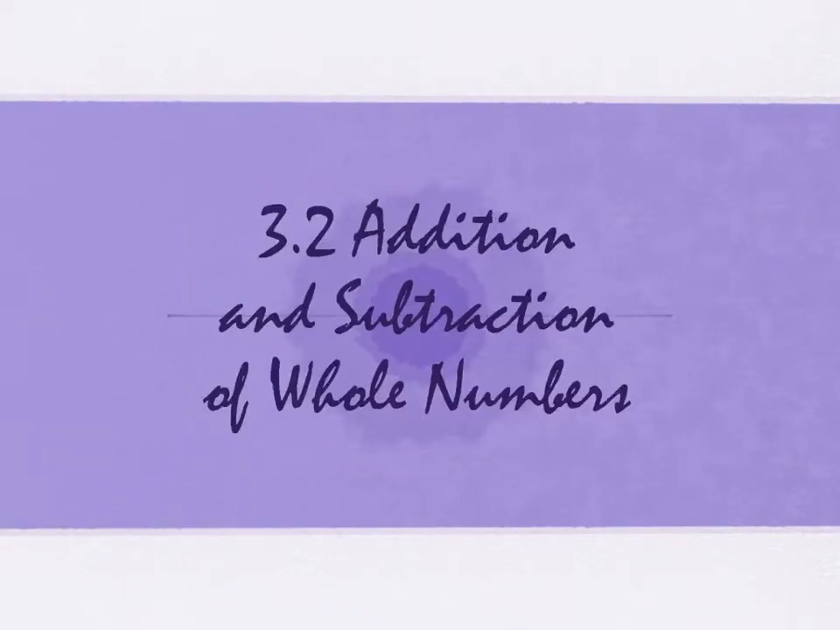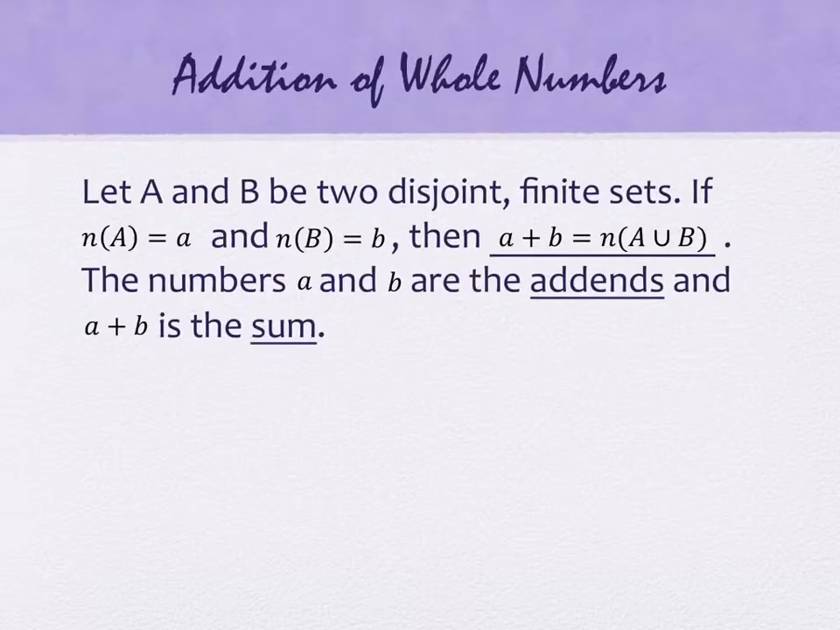Section 3.2 is addition and subtraction of whole numbers. To start with, just looking at a definition, we're going to let A and B be two disjoint finite sets. If the number of items in set A is a and the number of items in set B is b, then adding a and b together is the same thing as counting the number of items in A union B. Those lowercase a and b are called the addends, and a plus b is called the sum.